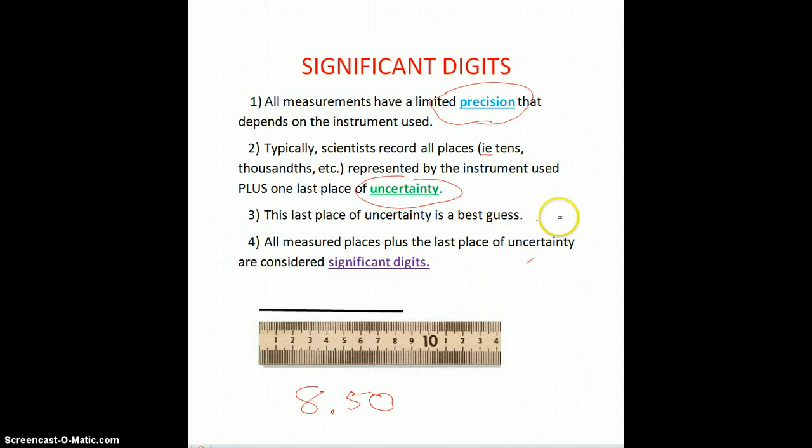Now, someone else might have read it as a 1 or a 2, or they might have said this was 8.49 or 8.48. But the point being that, yeah, we should have a place of uncertainty, a best guess. Now, all of the measured places, that would be the 8 and the 5, and one place of uncertainty, the 0, would all be considered what we call significant digits.